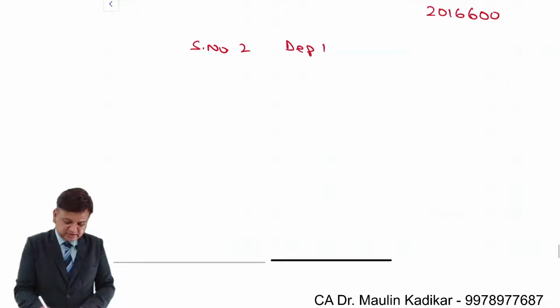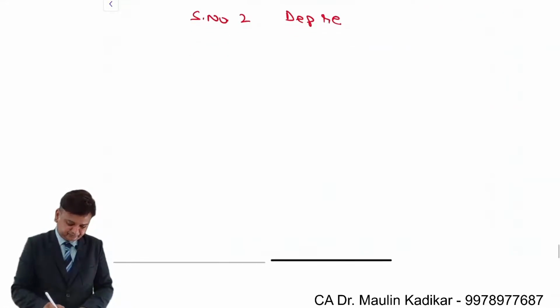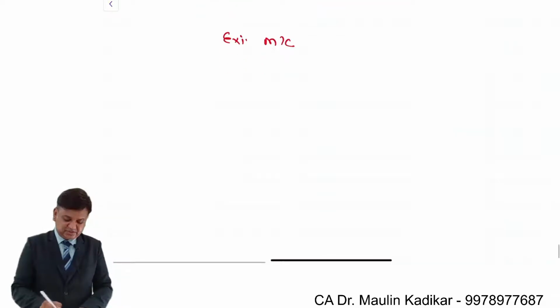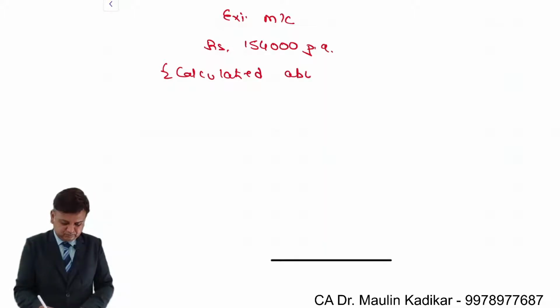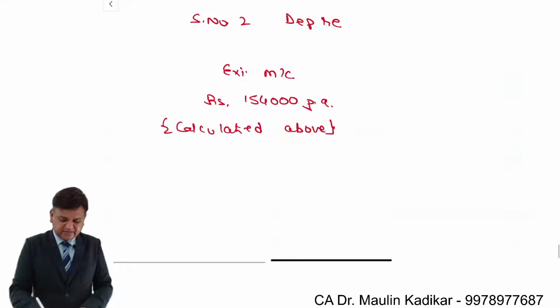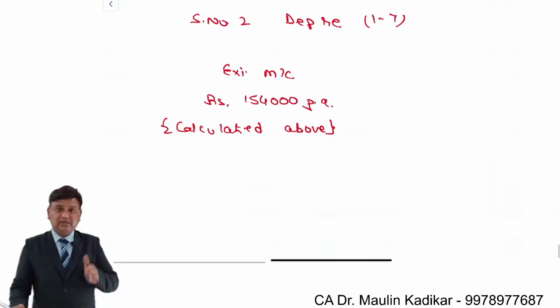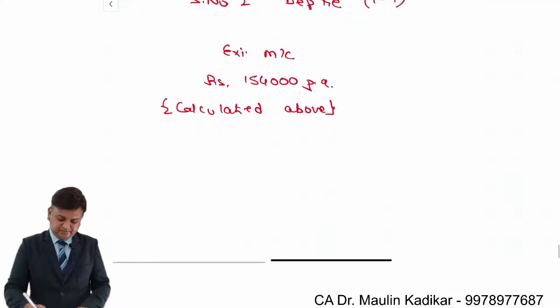Step number 2 is depreciation. For existing machinery, rupees 1,54,000 per year. In bracket I am writing, calculated above. That we can compute for the coming 7 years.